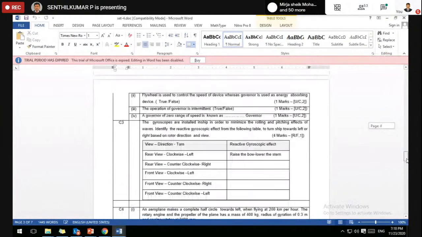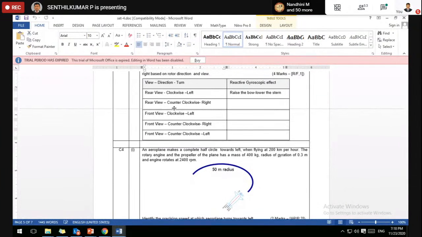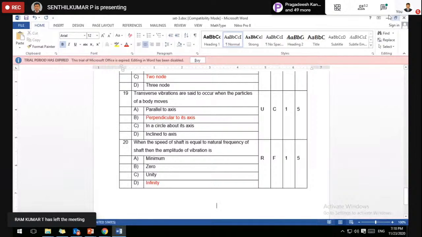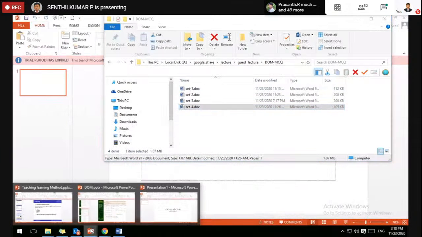So this is also possible. Then see, the table itself I have given. For one question I have given the answer, and the remaining you have to fill in by yourself. So it's an optional one. That's why I have given it as set 4. So that's it from my side. If you have any questions, you can ask me now.